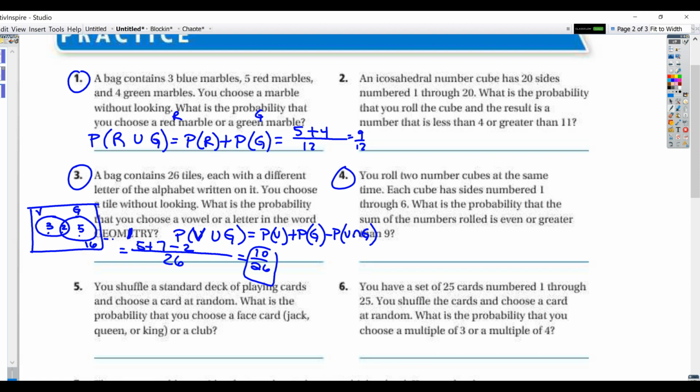Okay? Number 4. This one we might want a sample space. Yeah, you actually need a sample space on this one. So go ahead and take a minute and start drawing that out. I'll do it up here. Don't look at mine until you've at least tried it on your own. And remember now, these are sums, not products. So now we're adding.